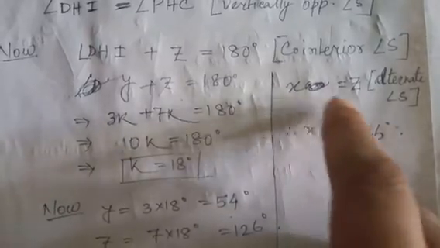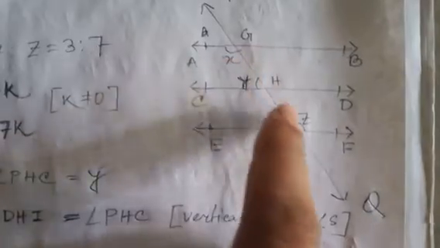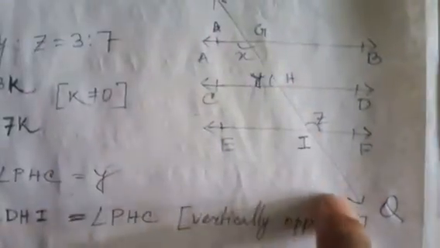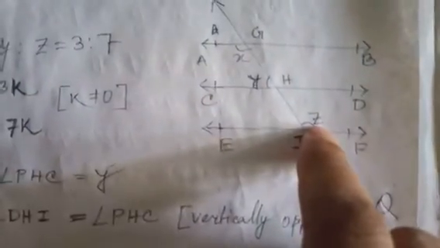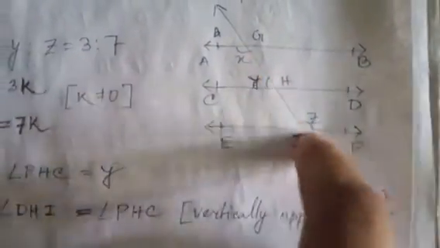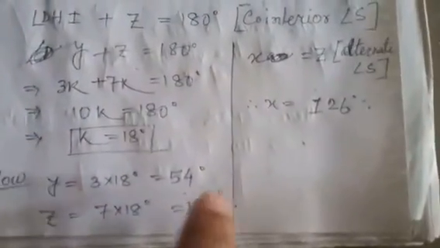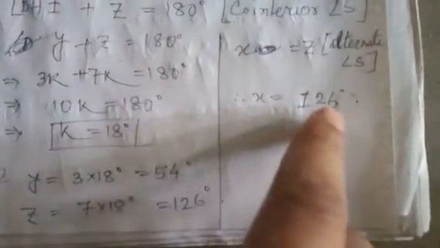In this picture x equals z. These two are interior alternate angles, because this line and this line are parallel and it is a transversal, so it is a Z formation. So x equals z, therefore x equals 126.